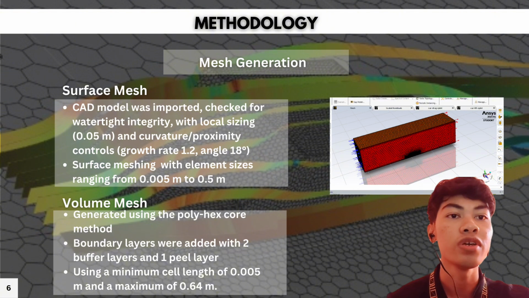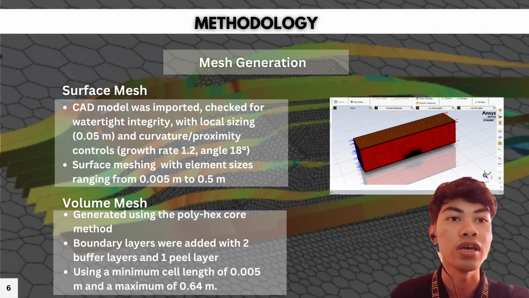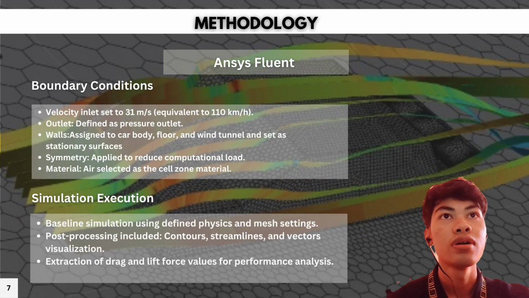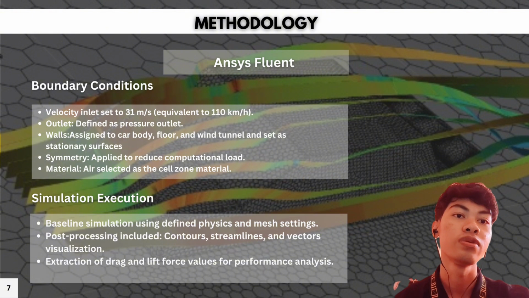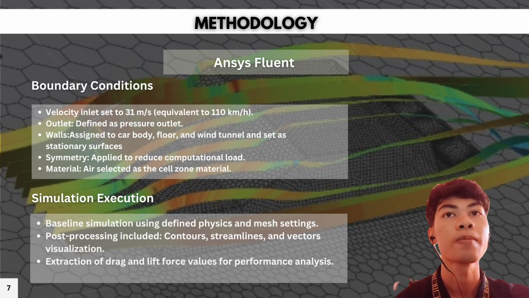where we do surface mesh and the CAD model was imported, and next we do a volume mesh, where it is generated using the polyhexcore method. Next, we set up the boundary condition, which is the velocity inlet set to 31 meters per second, which is equivalent to 110 km per hour, which is the speed limit of all roads in Malaysia.